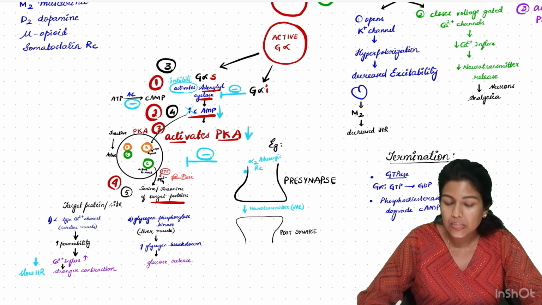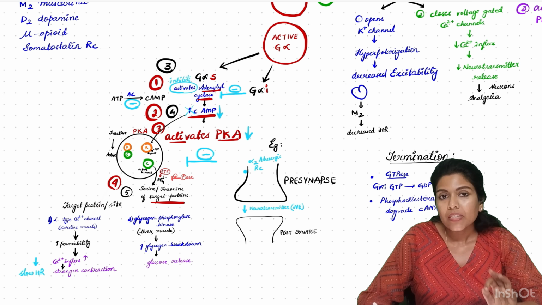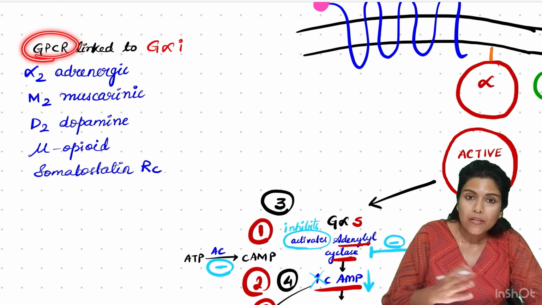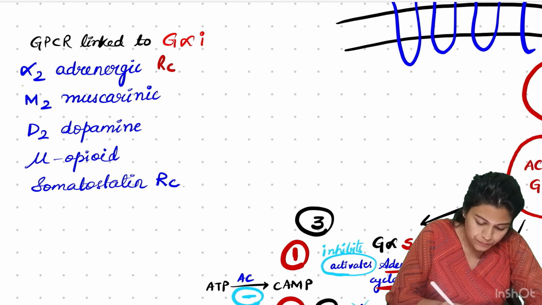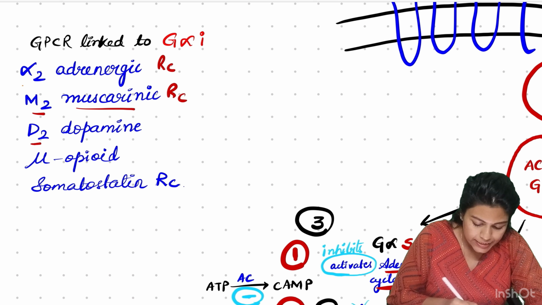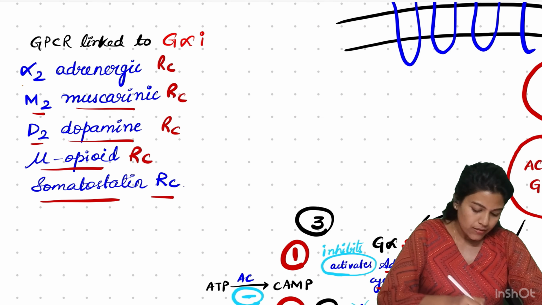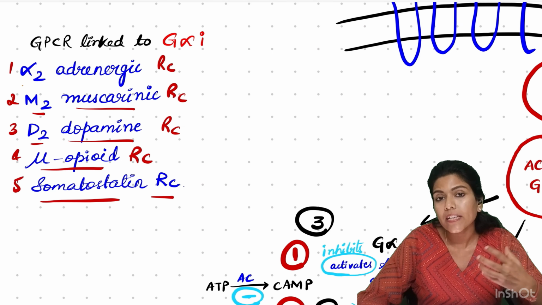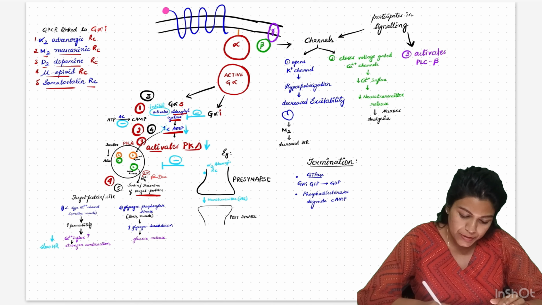Now coming to the inhibitory pathway, which is the exact opposite of the stimulatory pathway. As I have said before, whether the G-alpha pathway is stimulatory or inhibitory is chosen depending on the ligand and the receptor. The GPCRs linked to the inhibitory pathway are the alpha-2 adrenergic receptors, M2 muscarinic receptors, D2 dopamine receptors, mu opioid receptors, and the somatostatin receptors. These are a few examples of receptors that, upon getting activated, will lead to the G inhibitory pathway. Let's study the inhibitory pathway.